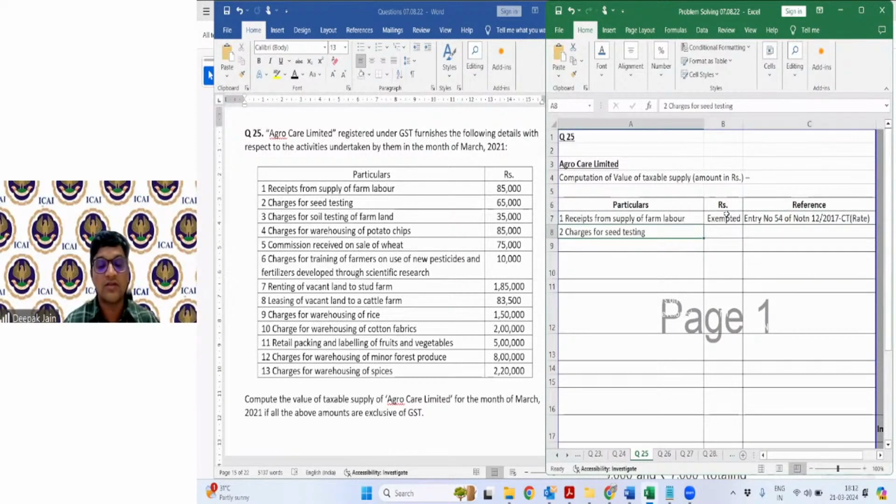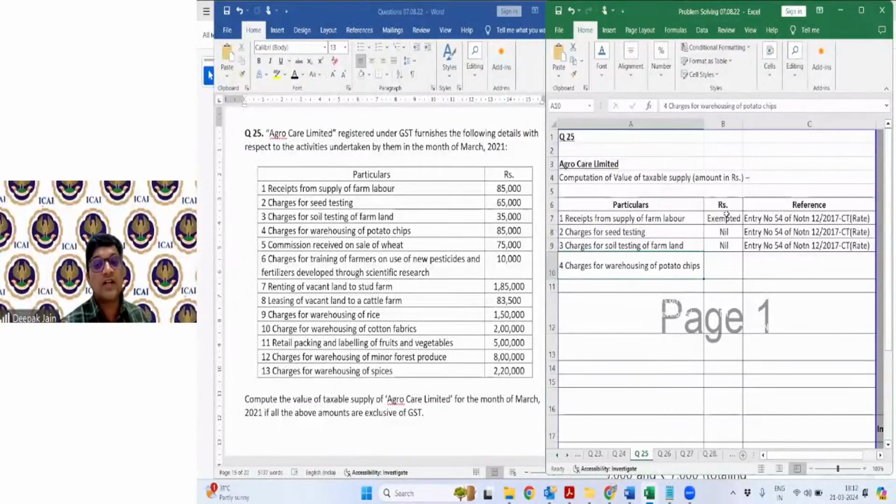Second item is charges for seed testing. Charges for seed testing again is exempted. It is not liable. Third is charges for soil testing of farmland. Okay. Seed testing and soil testing, all of this is exempted and not liable to GST.